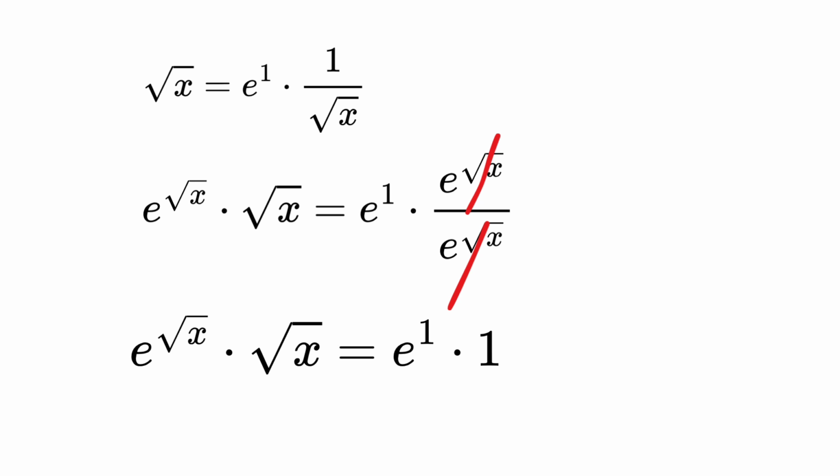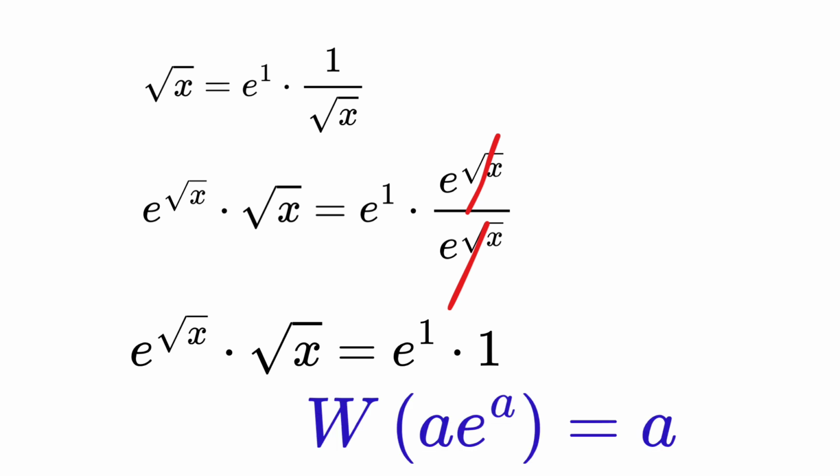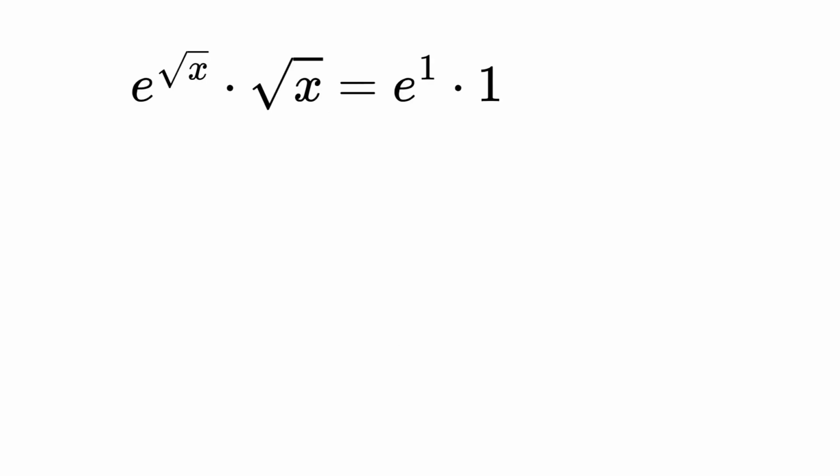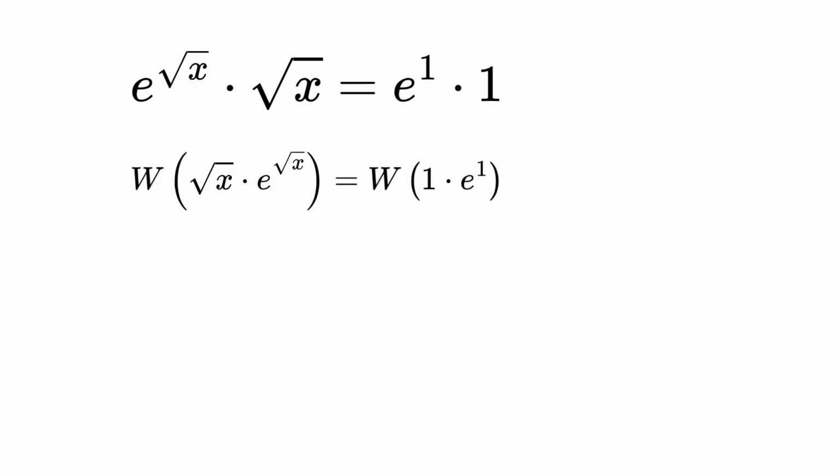Now we have to apply the Lambert W function. Lambert W function is W of r e^r is equal to r. So now apply Lambert W function for this equation. W of √x into e^(√x) is equal to 1 into e^1.